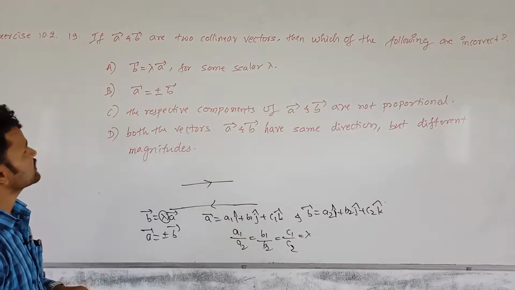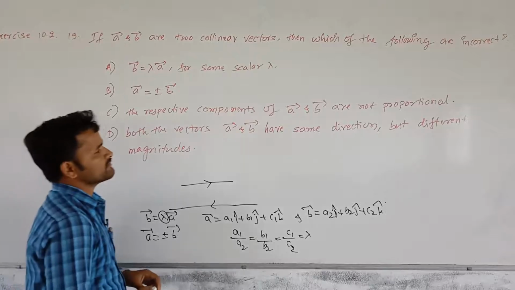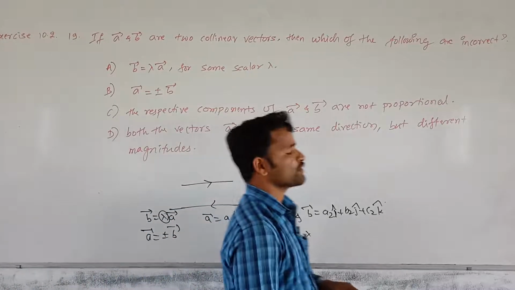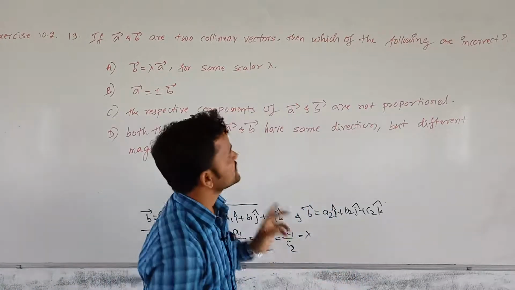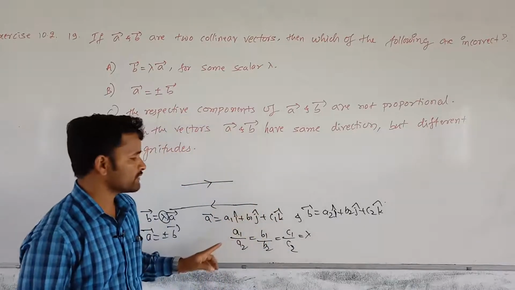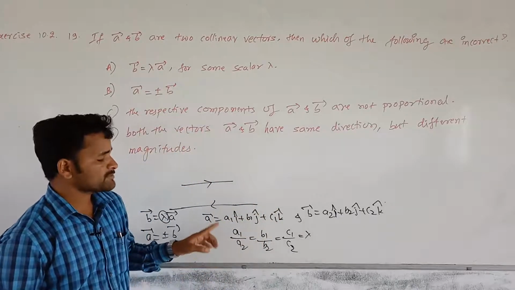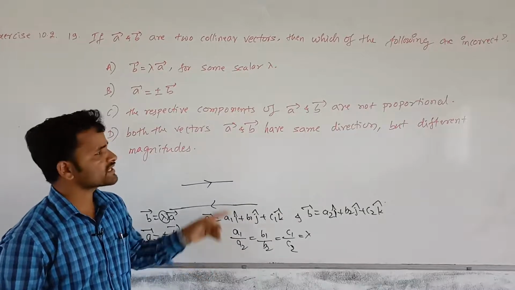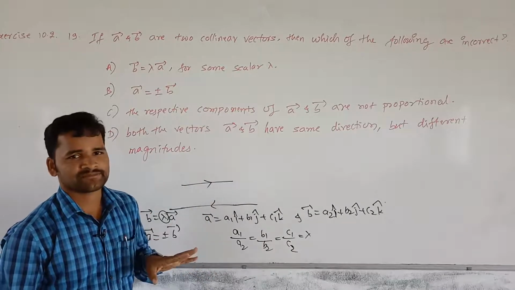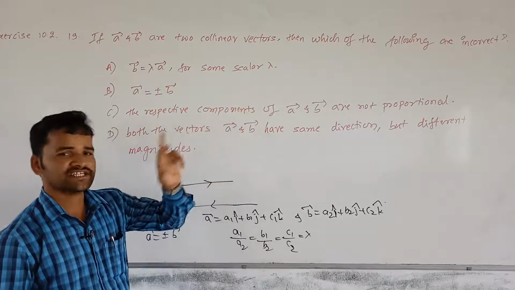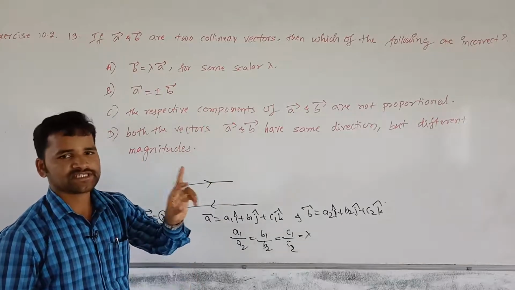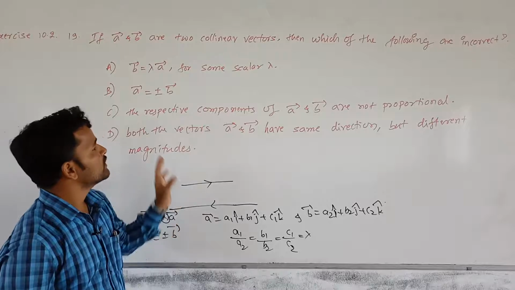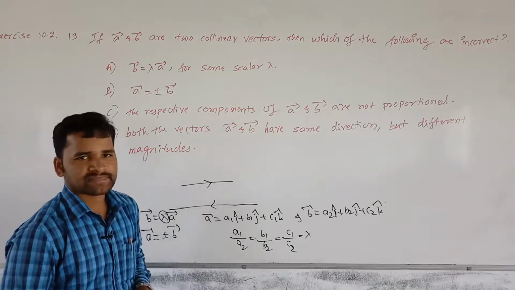Next, the third one. The respective components of A and B are not proportional. See what they are saying. Already the concept we know: if corresponding components of two vectors are proportional, then they are collinear. Here they are saying not proportional. Means this option is incorrect.